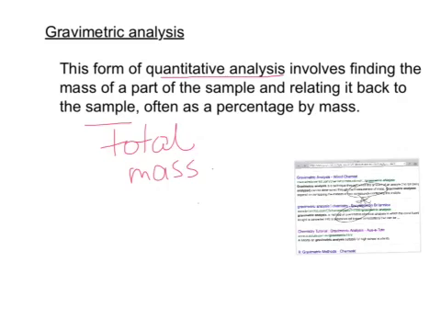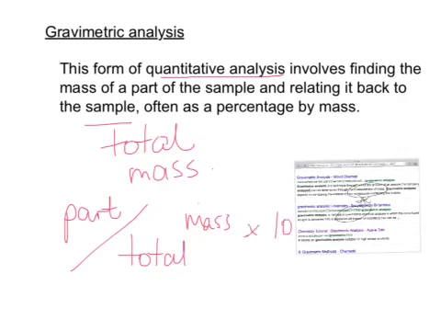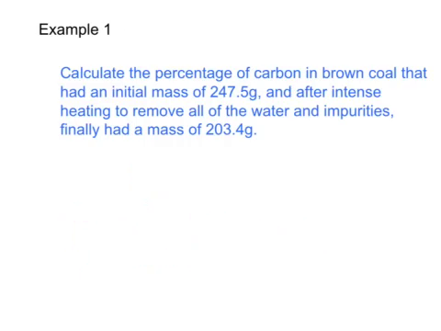If you can envision it as a percentage, what we're looking for is the part of the sample, whatever component we're measuring, over the total mass of the sample. And of course, if we wanted to make that into a percentage, we would then times it by 100. Okay, let's have a look at how this gets into an example.